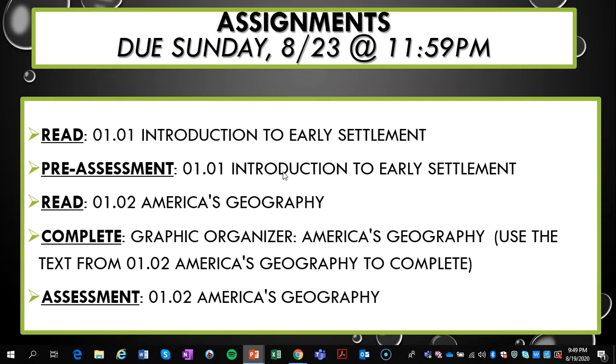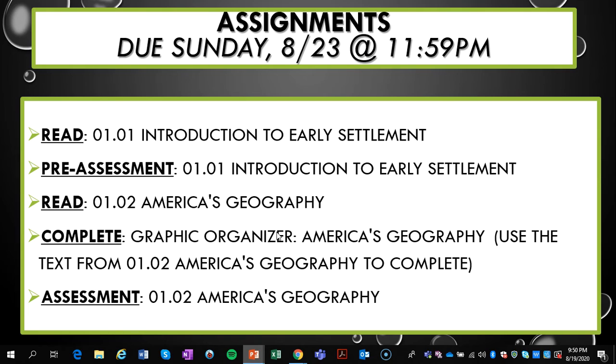So if you don't know it, that's fine now. But by the end of you studying some of this information and listening to me in our synchronous classes, you will be fine. Next is reading 1.02 America's Geography. There's a graphic organizer that goes along with the reading, so you should probably open that up in a separate tab and jot down the notes.